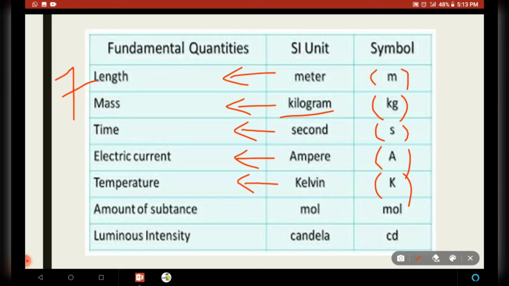Amount of substance, SI unit is mole, and its symbol is mol. Then luminous intensity's SI unit is candela, and its symbol is cd. These are the 7 fundamental quantities and their SI units and their symbols. These are very important.